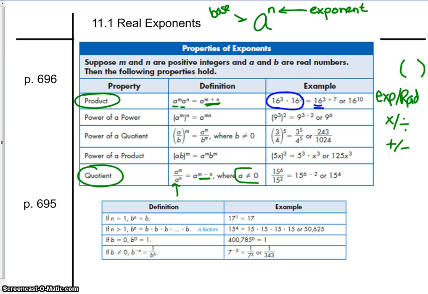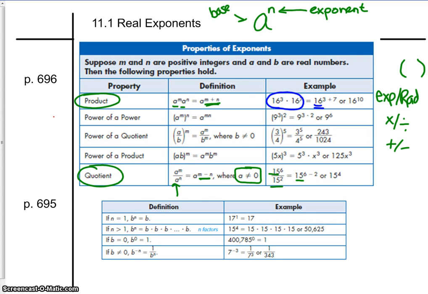And again, they say a can't be 0 because that would put 0 in my denominator, which is an undefined operation, of course. Same idea. This does not go to 1. If we have like bases, we keep that base again. So be careful with that.